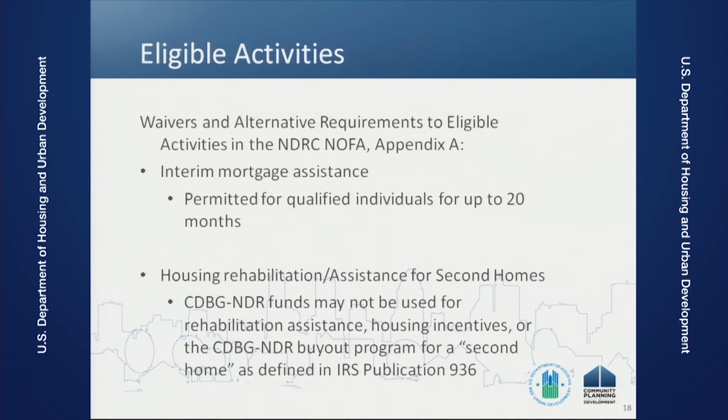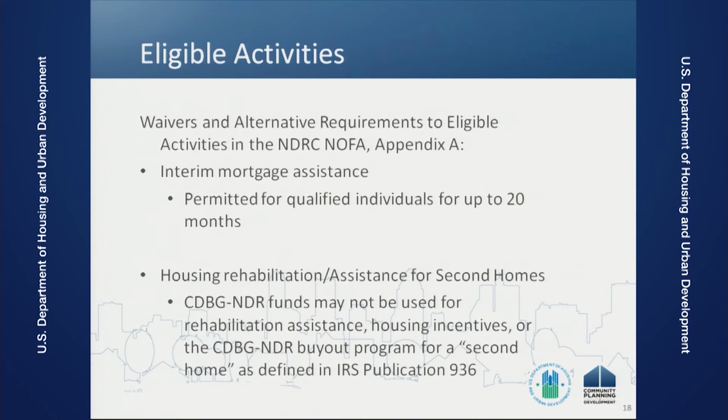Appendix A to the NOFA also permits interim mortgage assistance for qualified individuals for up to 20 months. This is also an expansion of an eligible activity. Typically, interim mortgage assistance is only permitted for up to 3 months under the CDBG program.